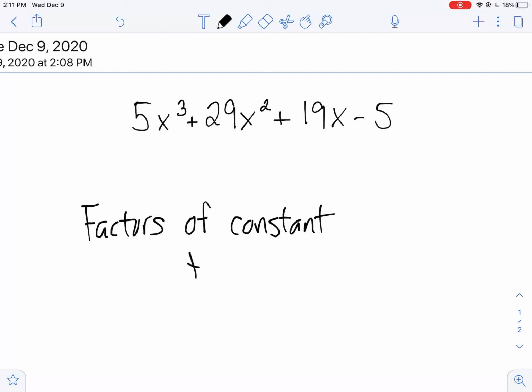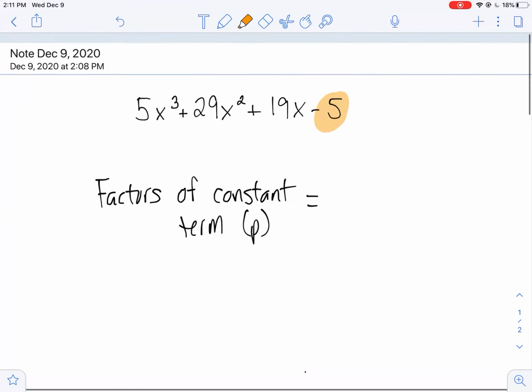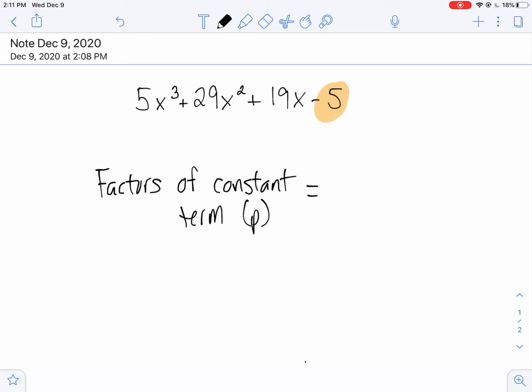So you notice I'm writing out factors of the constant term. We refer to this as p. I'm going to look at my constant term here, and I have 5. It's pretty easy. The only factors of 5 are 1 and 5. Luckily, we picked an easy one, but say it was 6, then you'd have to write out 1, 6, 2, and 3. Those would be all the factors, and so on. You would do that based on your constant term.